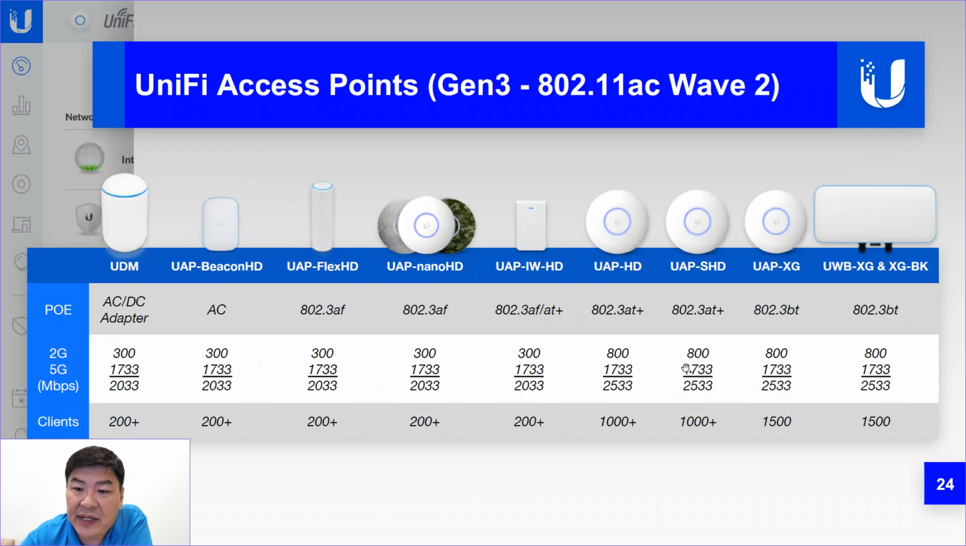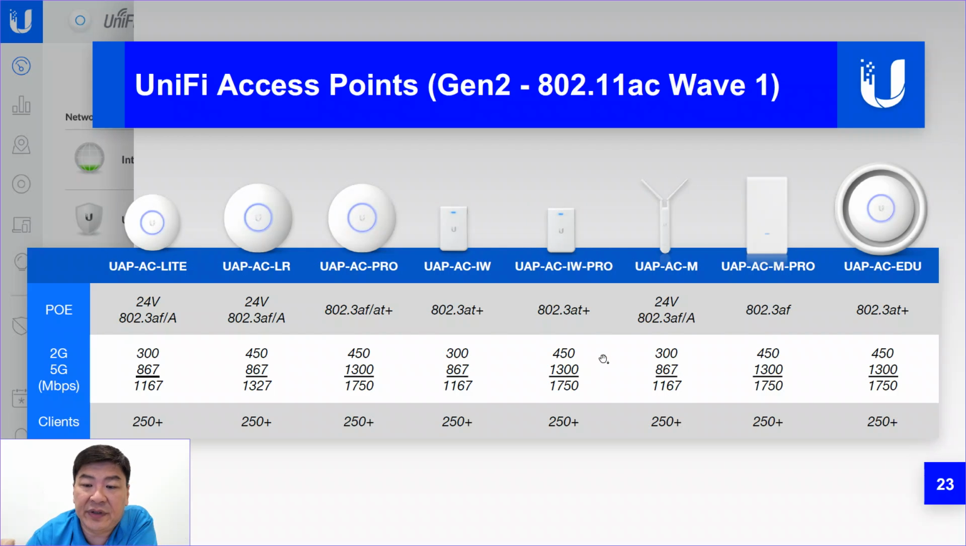Here you can see that you have three units which have similar functionality: your AC Lite, your AC in-wall, and your ACM. A hint here: these three units are operating on the same radio, so it's a 2x2 radio. And the next hint is the in-wall Pro. It has the same radio as the AC Pro. In terms of antenna, it's also 3x3.